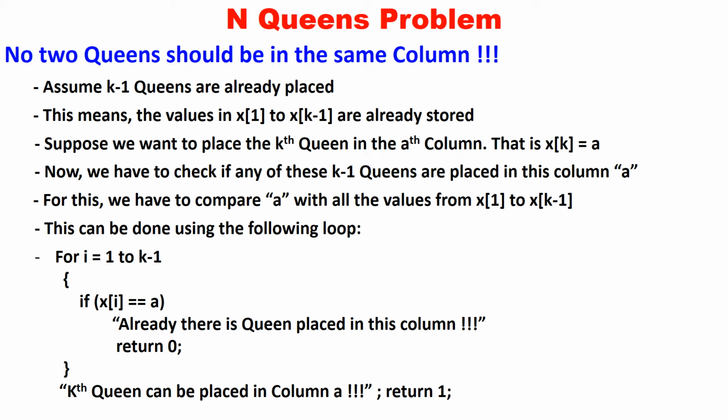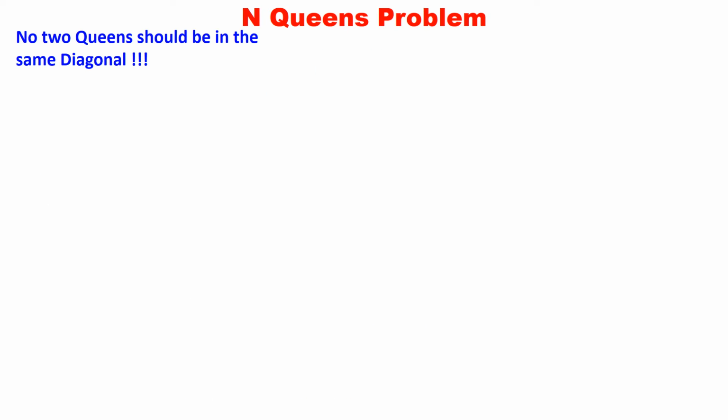None of the queens are in column A, yes, kth queen can be placed. That's all. This is a simple logic to make sure that no two queens are in the same column. Next, no two queens should be in the same diagonal. This is not a difficult logic, but we should understand it carefully.